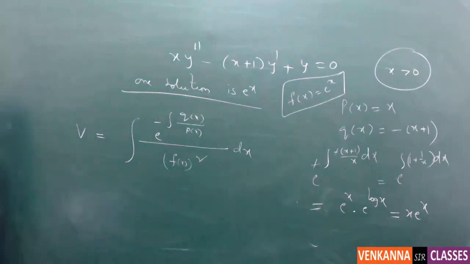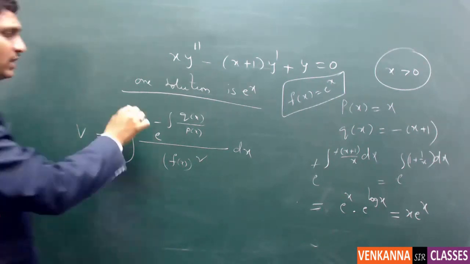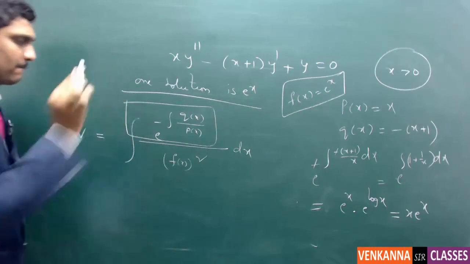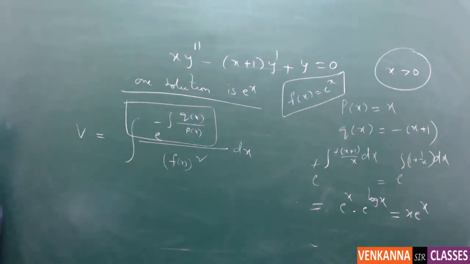Am I correct here in writing the thing? Okay. I have just evaluated only this part. Q of x by p of x is nothing but minus of x plus 1 by x, that is 1 plus 1 by x. Accepted with that value or no?